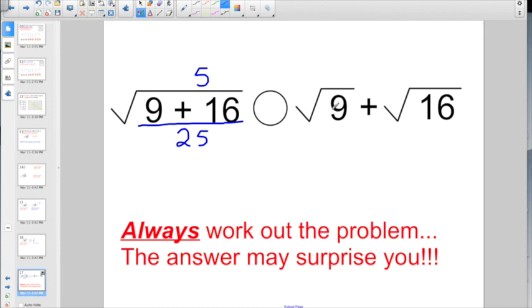Let's try this one. The square root of 9. What number times itself equals 9? 3, right? Plus the square root of 16. What's the square root of 16? What number times itself is 16? That answer should be 4, right? And if I go 3 plus 4, that answer is 7. Even though I have the same digits, these two problems are not equal. 5 is less than 7.